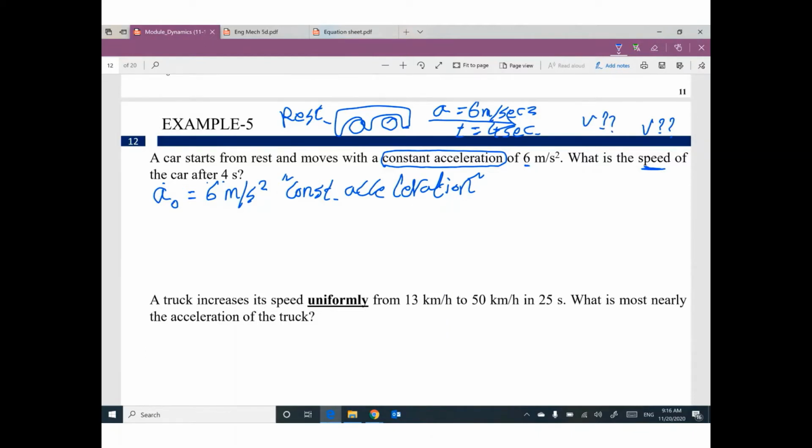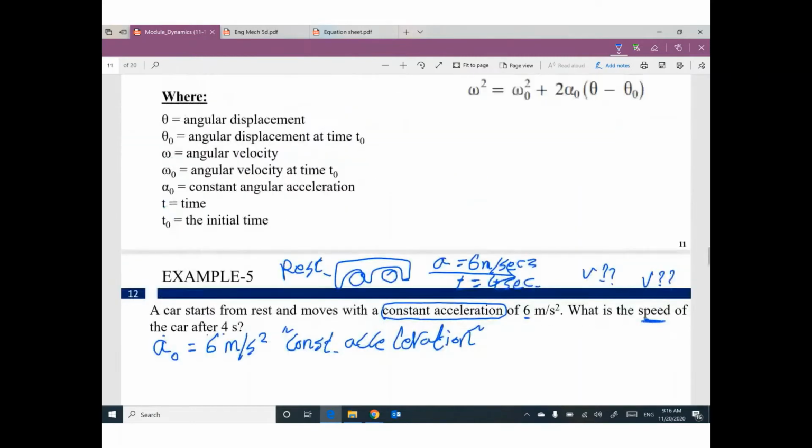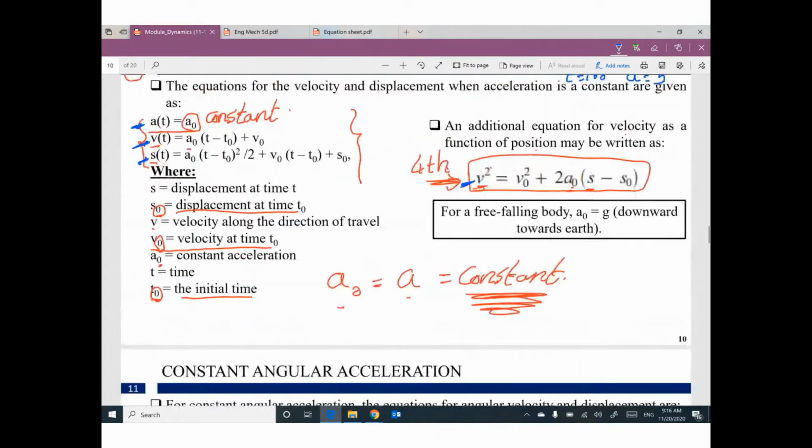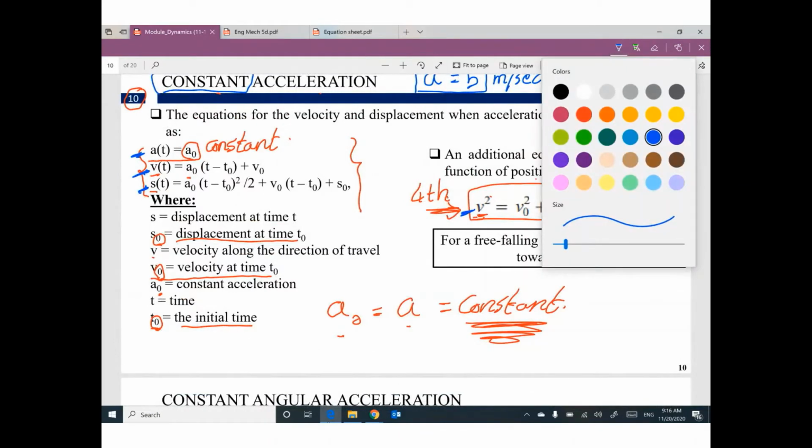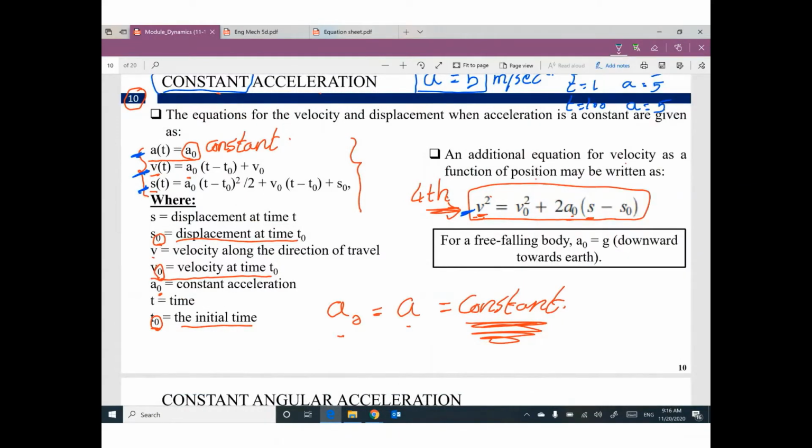So we are talking about velocity and acceleration. Please go back. What do you think? Which equation am I going to use? I need an equation talking about velocity, time, and acceleration only. The last one is talking about position also, S. We don't have anything related to S.